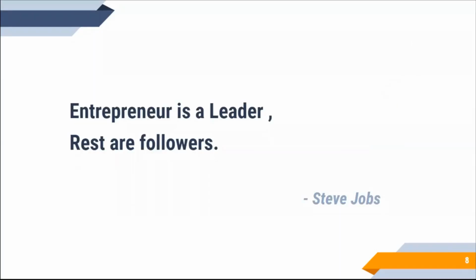Steve Jobs said, an entrepreneur is a leader where the rest are followers. How can we see this statement? For example, we are using Android mobile phones. We are addicted to apps nowadays. What happened? WhatsApp is released. We are into WhatsApp. We are using WhatsApp.